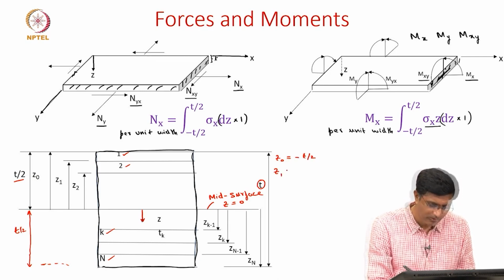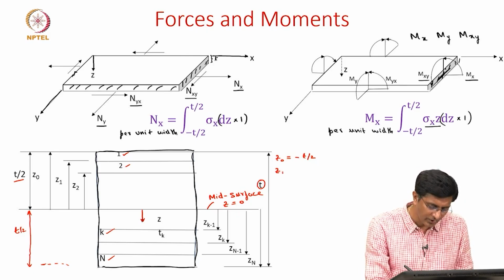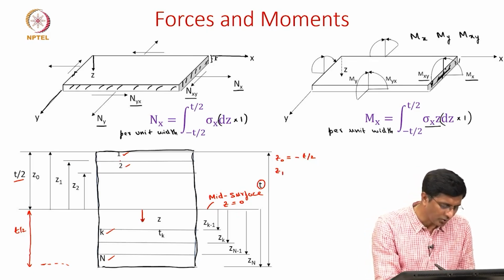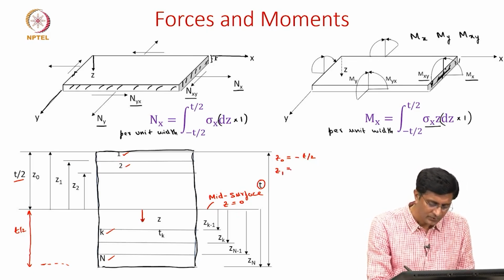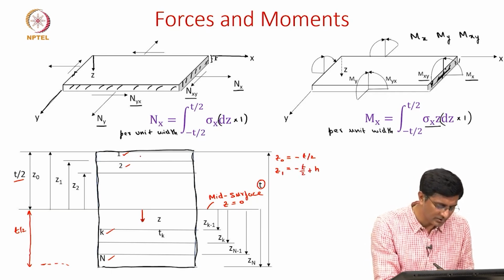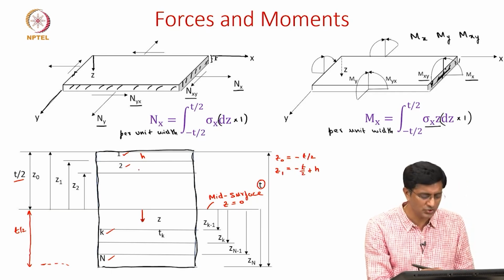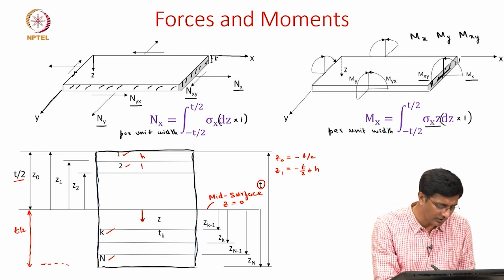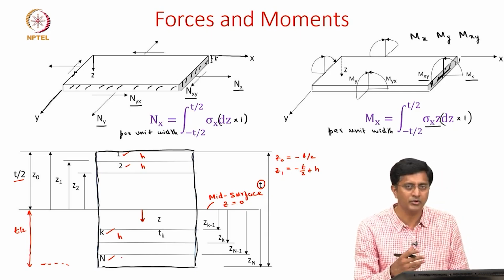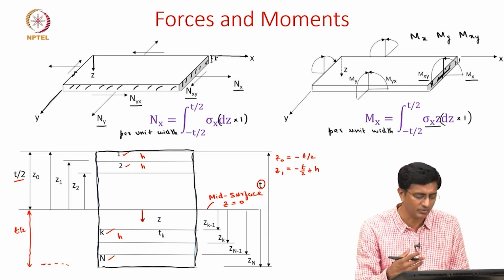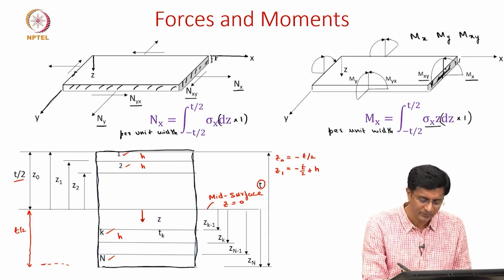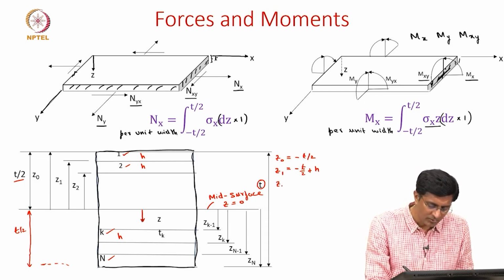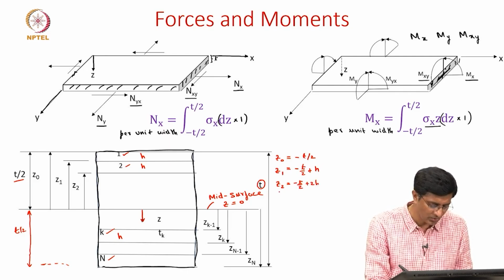How about Z1? So now let's move to Z1, which is basically the bottom of the first layer. So for that it will be minus T by 2 plus, let's say, H is the thickness of each layer. So for now let's assume that all layers are of equal height H. But of course this is not true all the time. We can have definitely lamina with different thicknesses in a laminate. Now similarly Z2 will be minus T by 2 plus 2H and so on and so forth.